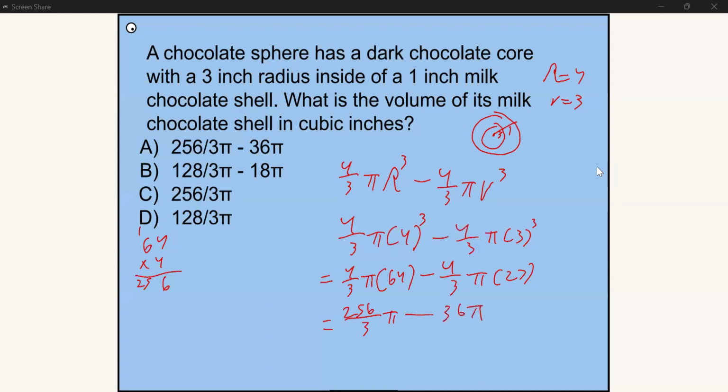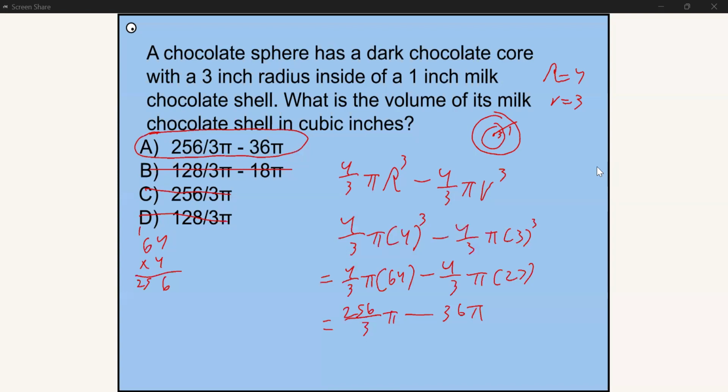So at this point I look, do I have an answer that matches this, right? It's not going to be 128 pi, or 128 over 3 pi. It's not going to be 256 over 3 pi, and it's not going to be 128 over 3 pi minus 18 pi. It is A. Okay? So here, remember, you want to look at the answer choices to help guide your thinking, and to keep you from doing more work than you need and making careless errors by doing that work.